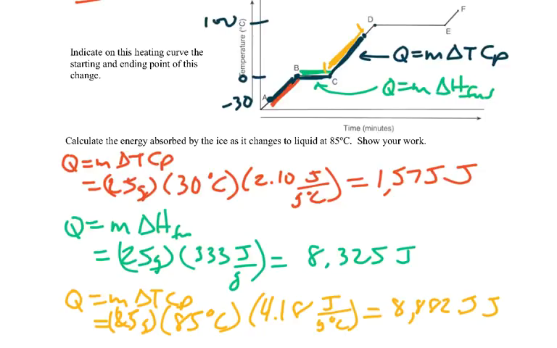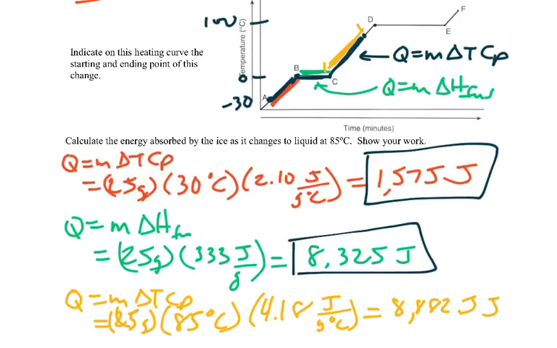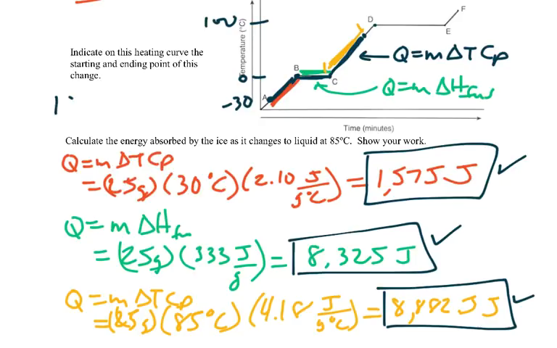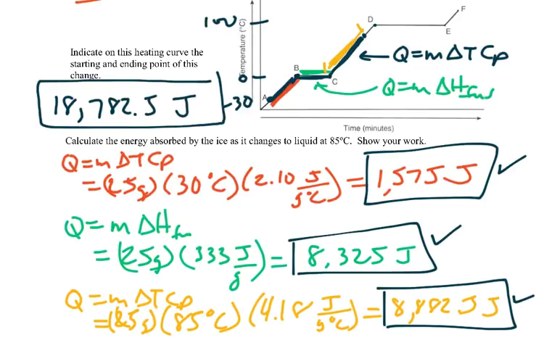So I have three different values here. This is for my first segment, this is for my second, and this is for my third. This is when it warms up the ice. This is when it melts the ice. And this is when it warms up the liquid. My answer is to add those three together, and when I add them, I get a total of 18,782.5 joules. So the question is, calculate the energy absorbed by the ice as it melts to liquid at 85 degrees. I do three separate problems, and my final answer is about 18,000 joules. And that's this kind of problem.